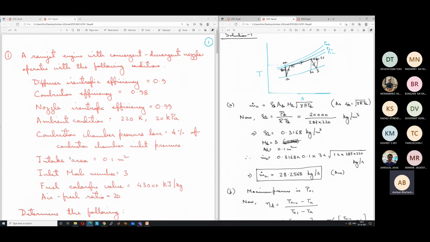Intake area of the engine is 0.1 meter square. Inlet Mach number is 3. And then we have a standard fuel calorific value of 43,000 kilojoule per kg and air fuel ratio of 20, which is on the low side.